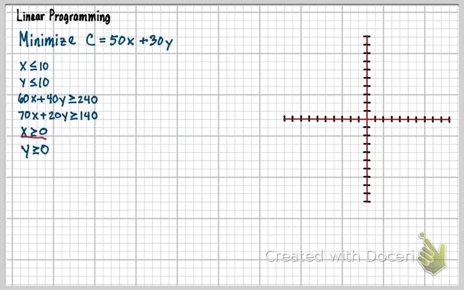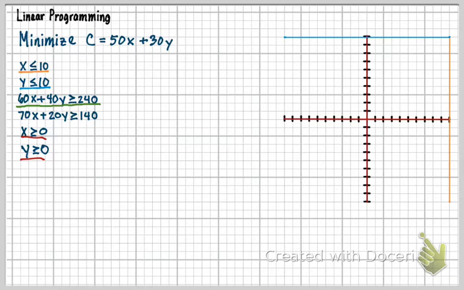So there's the first two. Not the inequalities graph, but the boundaries of those inequalities. So now we're going to do x less than or equal to 10. Now again, we're just going to do x equals 10. Now we're going to do y equals 10. And then 60x plus 40y equals 240.